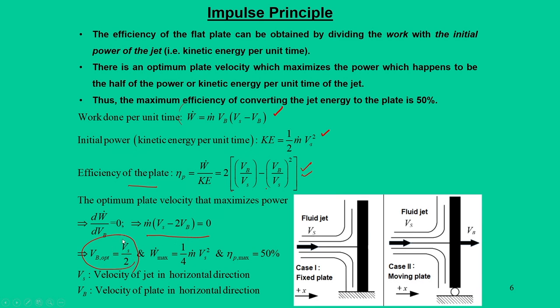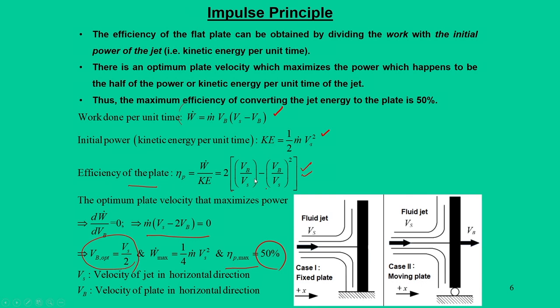And for this optimum velocity, the maximum power that we can achieve is 1 by 4 m dot into V s square. We can find this by putting the optimum speed into the work expression. Now, at this optimum plate velocity, we can also find the maximum efficiency of the plate, which is about 50%. So, from a fluid jet having kinetic energy of half m dot times V s square, only 50% of the energy is utilized to achieve maximum power, and for this the plate velocity is half of the fluid jet velocity.